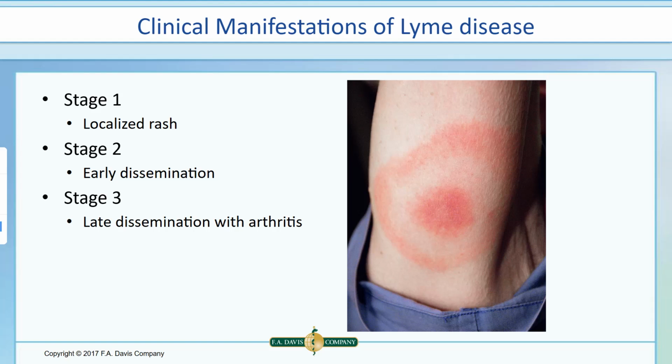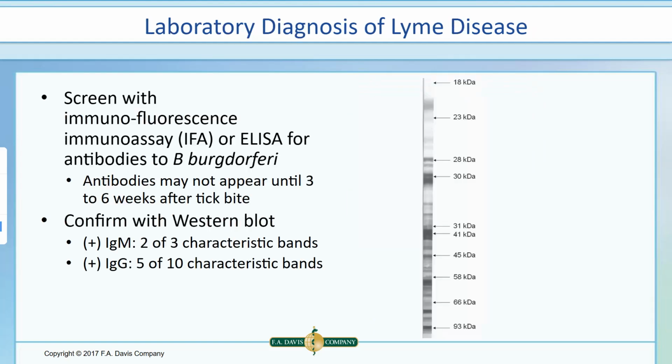Relapsing fever is caused by Borrelia miyamotoi. Sorry, I stumbled through that one. Transmitted by the same type of tick. Causes flu-like illness and a skin rash. Laboratory testing would be ELISA for the antibodies, or PCR may be used in the future. And then there's a summary that you can go ahead and read through.